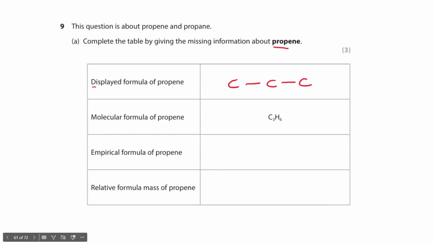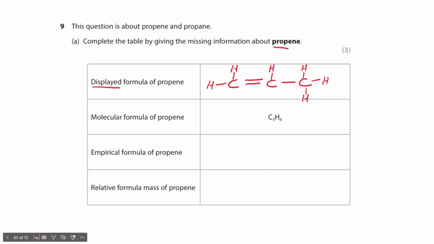Displayed formula: you have to show all the bonds and all the atoms. In propene, between 2 carbon atoms there will be a double bond, and all the others are hydrogen. One carbon atom should have 4 bonds: 1, 2, 3, 4. This one you can see has 3 bonds, so we have the 4th bond. And here we have 3 more bonds.